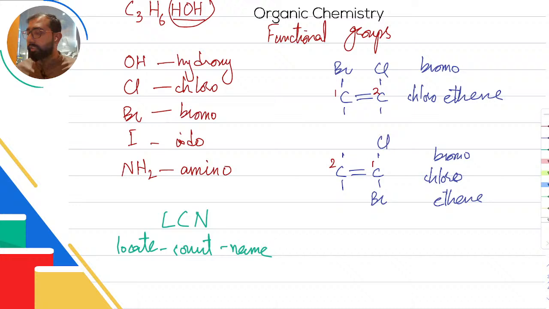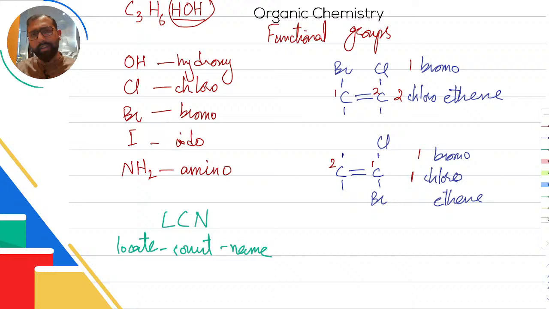So let's name them, locate them. Which carbon is chlorine at? The first carbon in this one. Which carbon is the chlorine at in the top one? Two. Which carbon is the bromine at? One. And this one, one as well. So now the name would be for the top one, 1-bromo-2-chloroethene, and for the second one, 1-bromo-1-chloroethene. Okay.